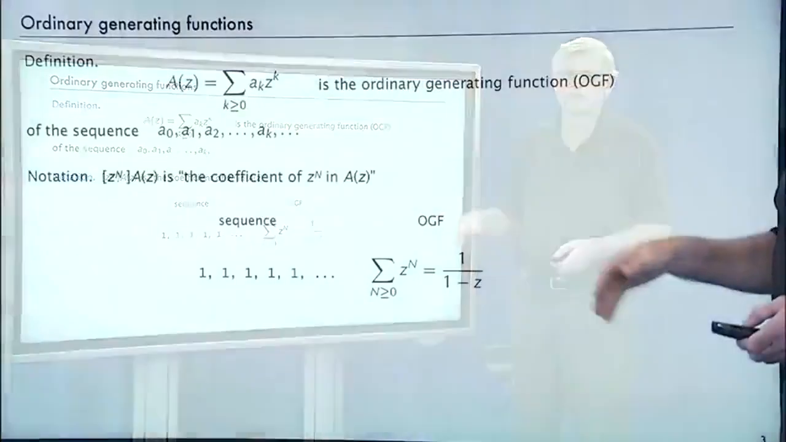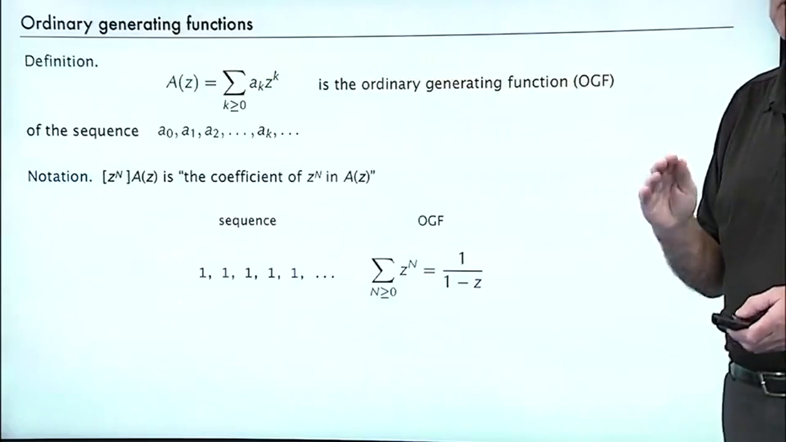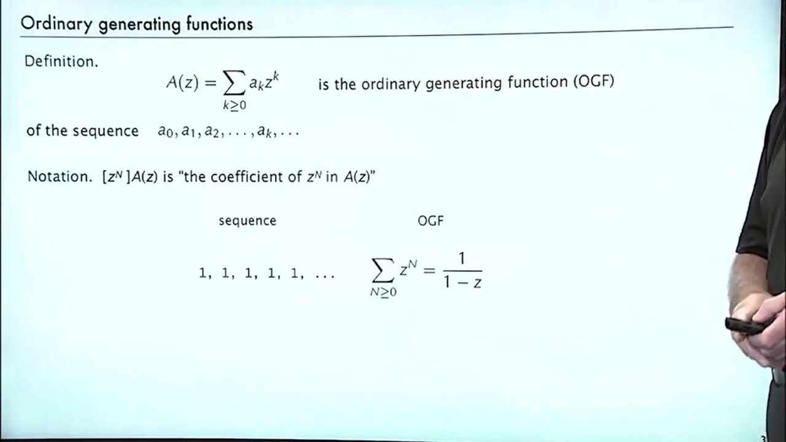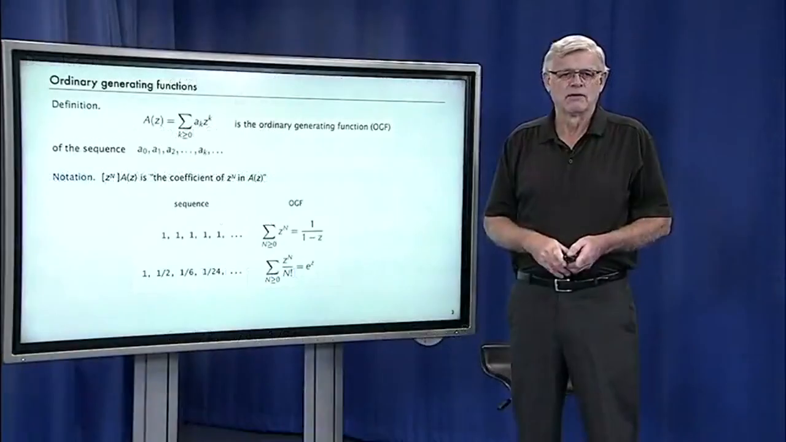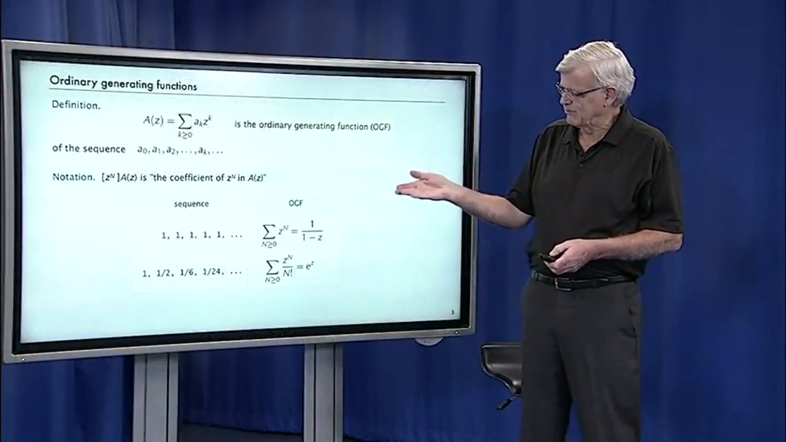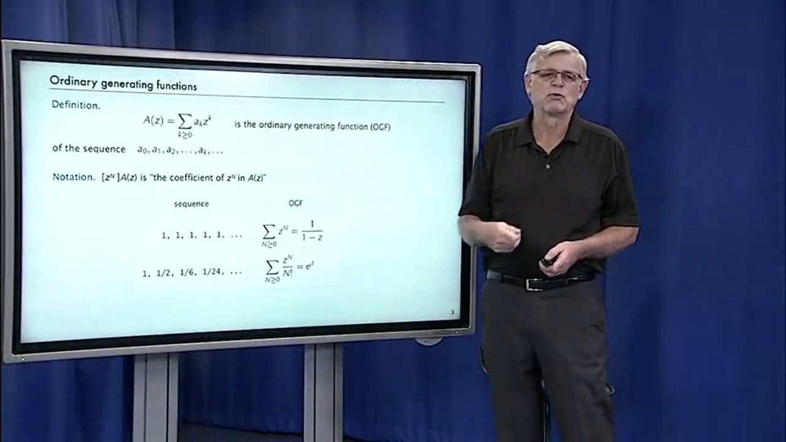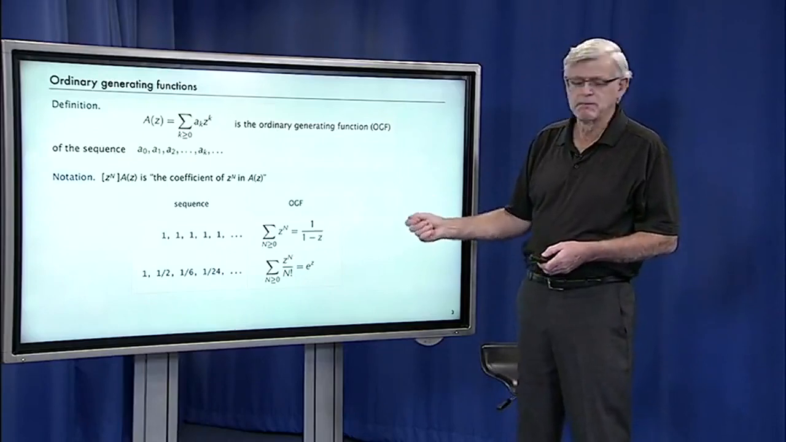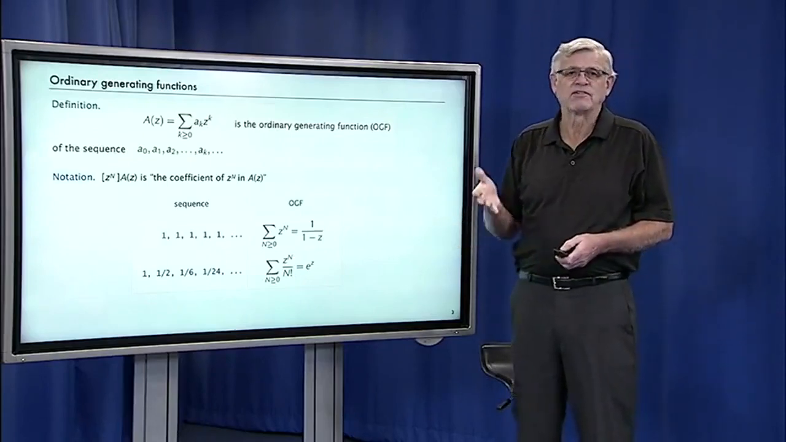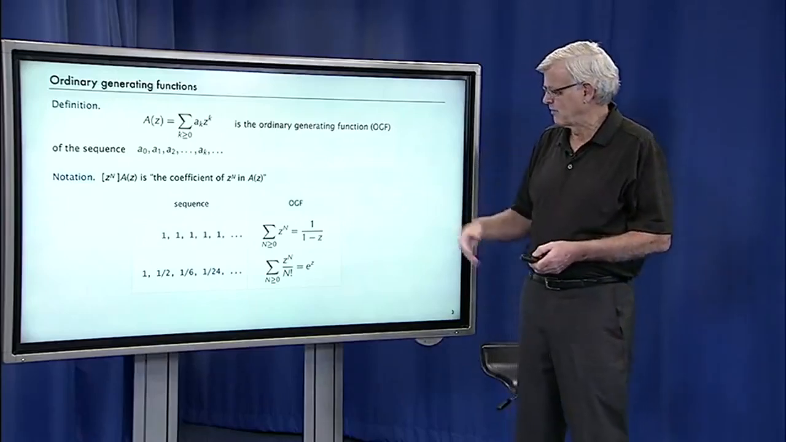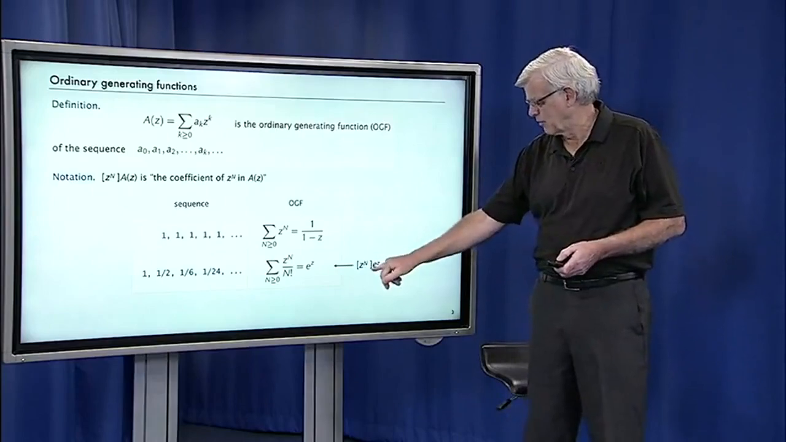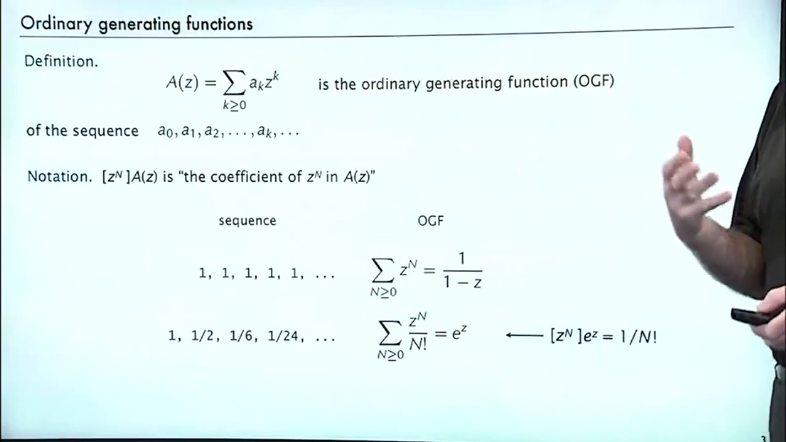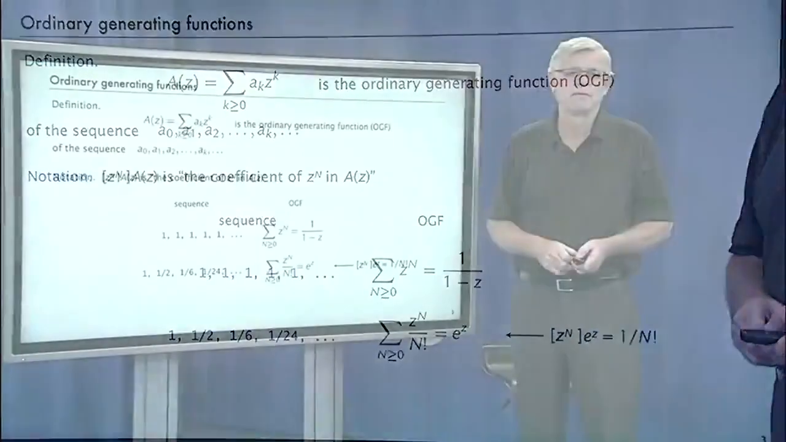So for example, if the sequence is all ones, then the generating function for that sequence is the sum over n greater than 0 of z^n, which is the geometric sum 1/(1-z). Or if you have 1, 1/2, 1/6, 1/24, the sequence is 1/n!. The generating function of that sequence is the sum over n bigger than 0 of z^n/n!. That's e^z. So those are examples of generating functions. And we'd say the coefficient of z^n in e^z is 1/n!. So that's ordinary generating functions.